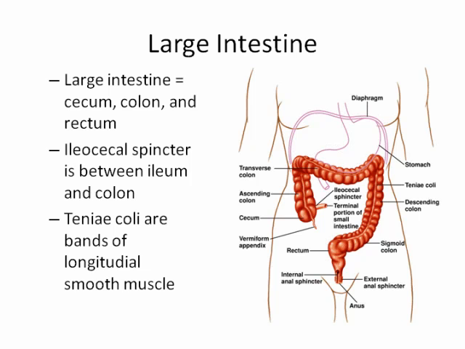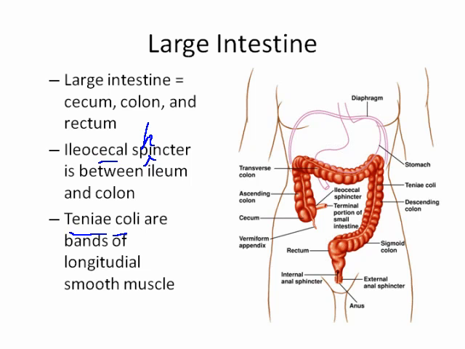The large intestine is probably functionally the simplest part of the digestive tract. First of all, it consists of three sections: the cecum, the colon, and the rectum. It has an ileocecal sphincter. This is misspelled here. There should be an H in there. Ileocecal sphincter, located between the ileum and the colon.